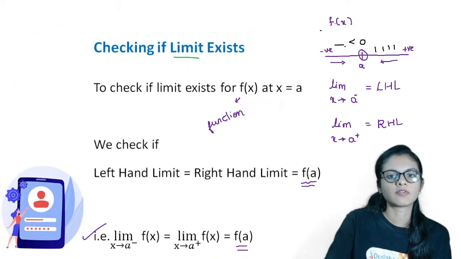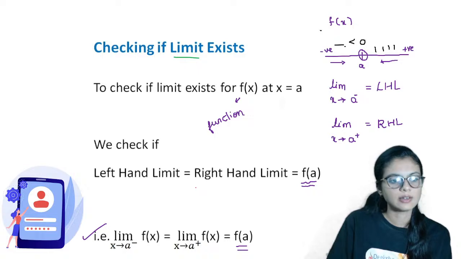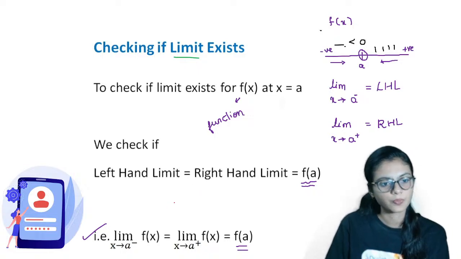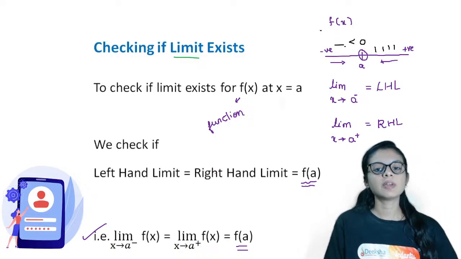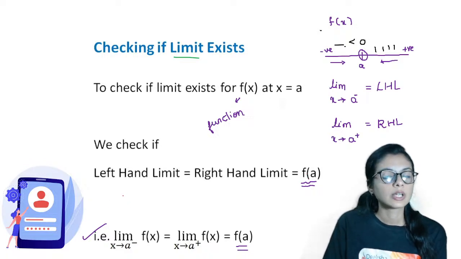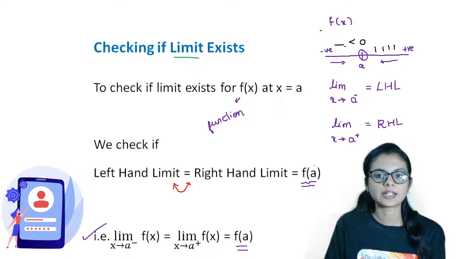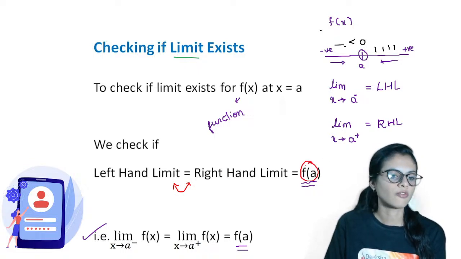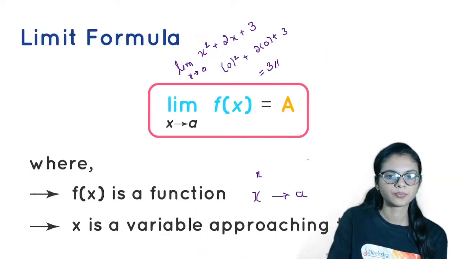Clear? Just you have to remember these things, that if we check LHL, like left hand limit, right hand limit is equals to f of a, right? So remember, when both are equal, only at that time we will get a value of limit. Clear? Great. So shall we move forward?